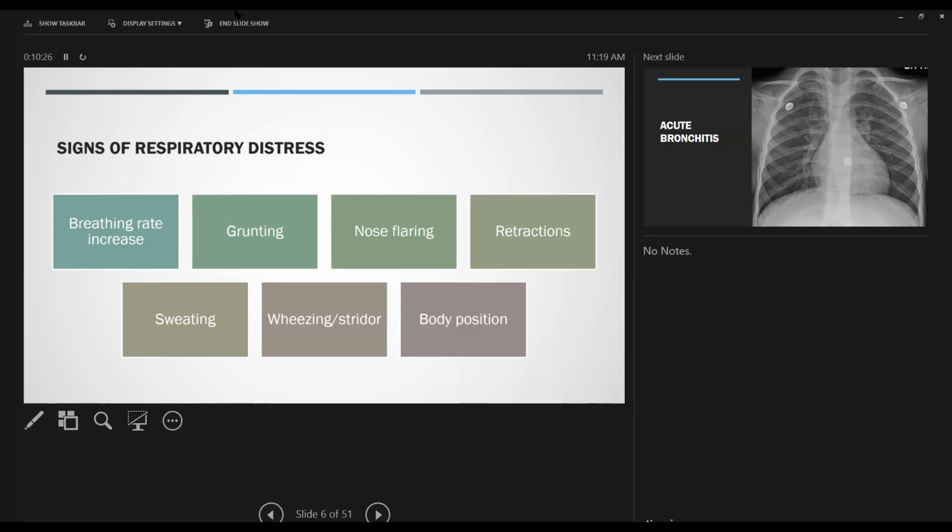Children that are in respiratory distress are not super concerning to me. It is when they run out of energy that they're in deep trouble, because they are working super hard to move air, and eventually they will fatigue out and they will not move as much air. So signs of respiratory distress: breathing rate increases, there can be some grunting, nasal flaring, retractions, sweating, wheezing and stridor, and they may tripod or change their body position.